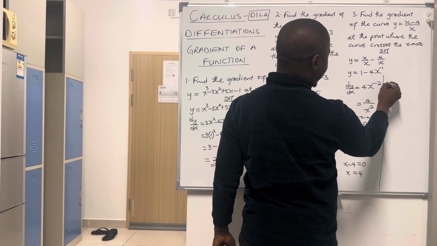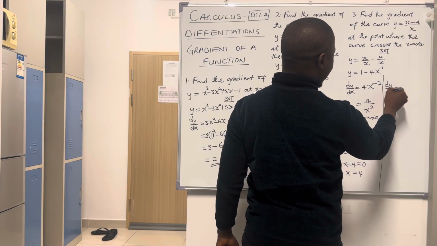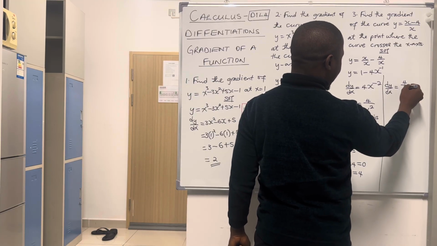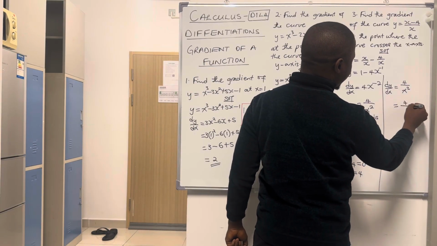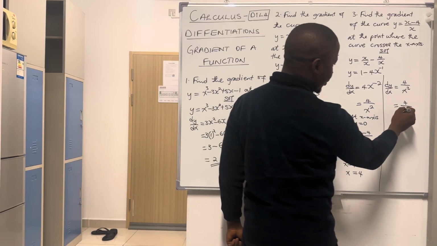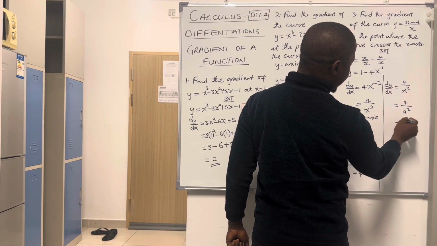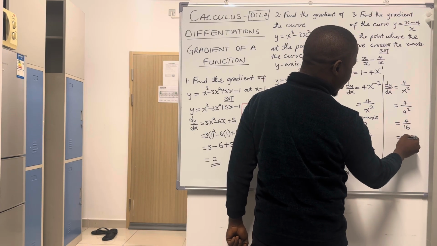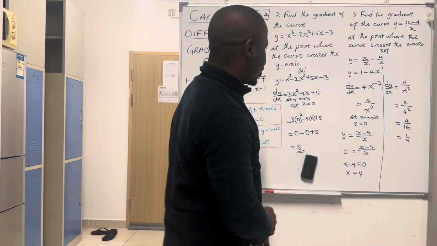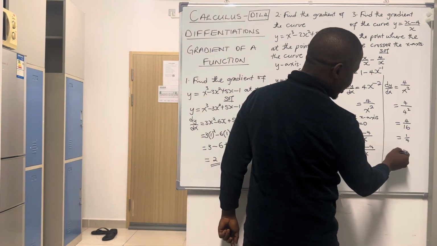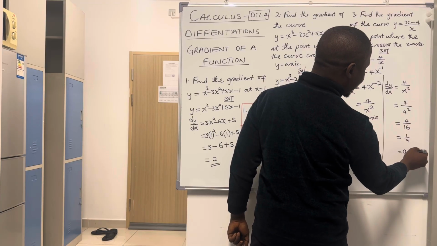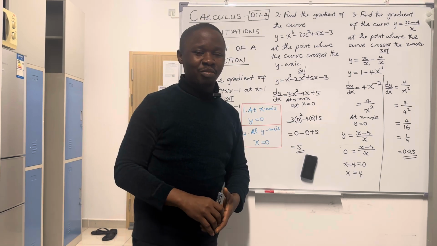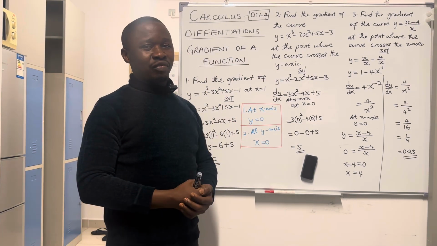So now our gradient dy dx, which is 4 over x squared, is 4 over what is x now? It is 4. So 4 over 16. So this will give us 1 over 4. Suppose you need the answer in decimal, it will give us 0.25. So these are some of the examples we have today for gradient of a function.